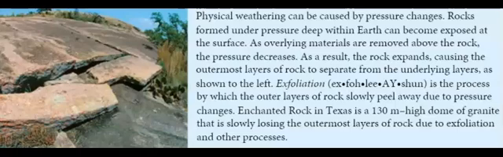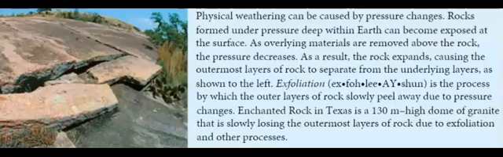Physical weathering can be caused by pressure changes. Rocks formed under pressure deep within Earth can become exposed at the surface. As overlying materials are removed above the rock, the pressure decreases. As a result, the rock expands, causing the outermost layers of rock to separate from the underlying layers, as shown to the left.